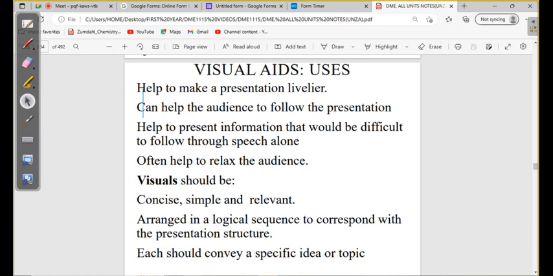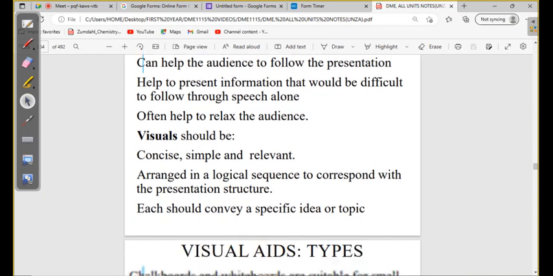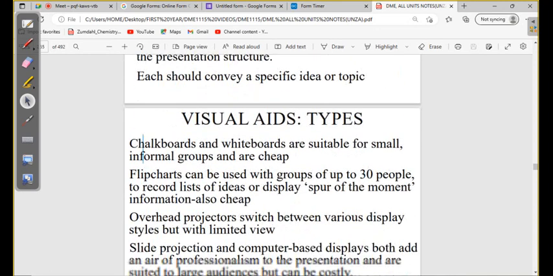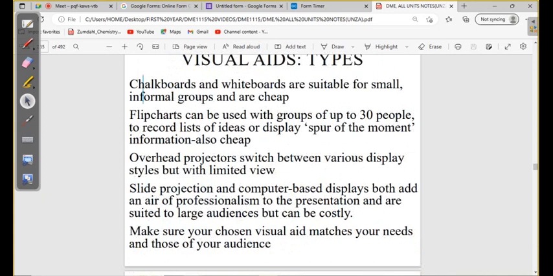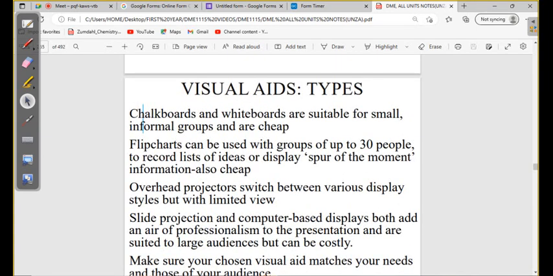Now on the types of visual aids, we've got chalkboards and whiteboards. Chalkboards and whiteboards are suitable for small audiences and they're mostly informal, like maybe in an informal class or when you are together with your friends. And chalkboards and whiteboards are cheap. That's the goodness, they're cheap.